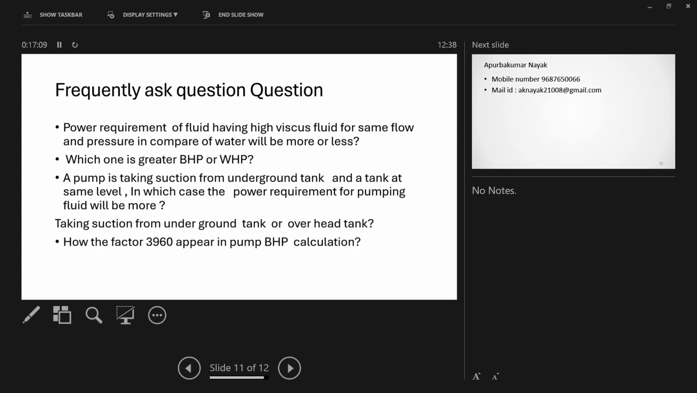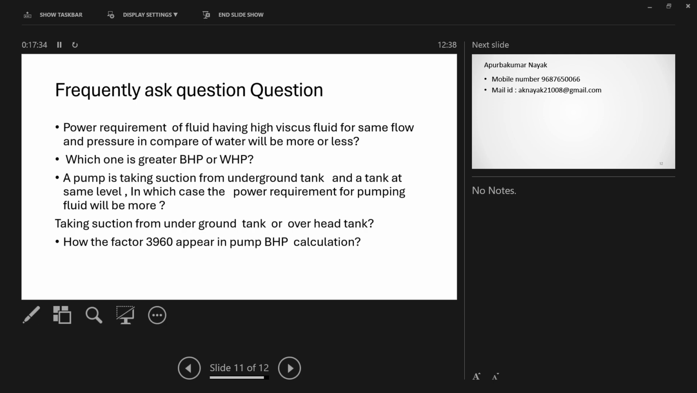Similarly, another question may be asked: which one is greater, BHP or WHP? I have told you water HP is the pump output. So to get this output, you have to give more power to the shaft, divided by the efficiency of the pump. So BHP will certainly be higher than the WHP.